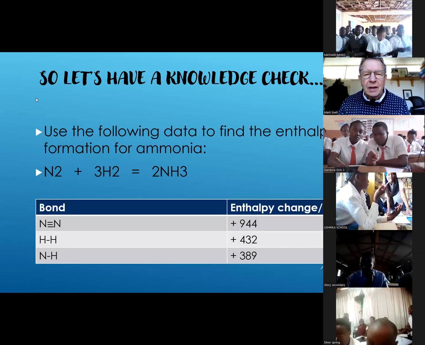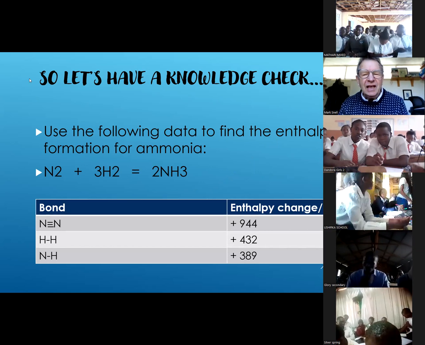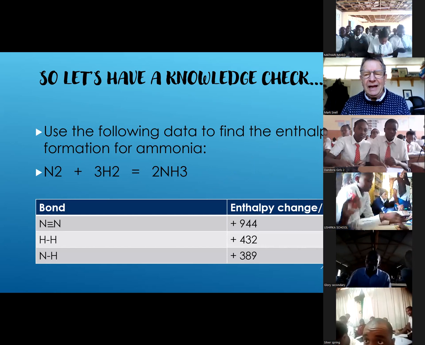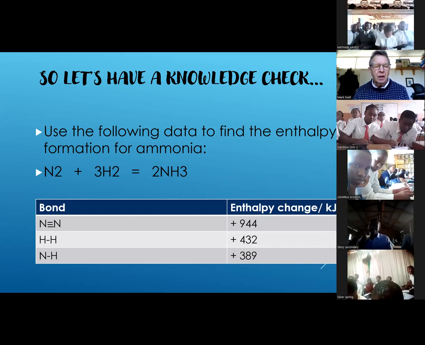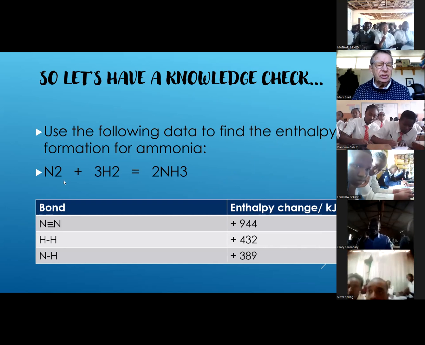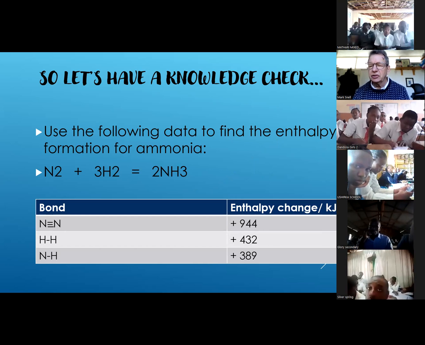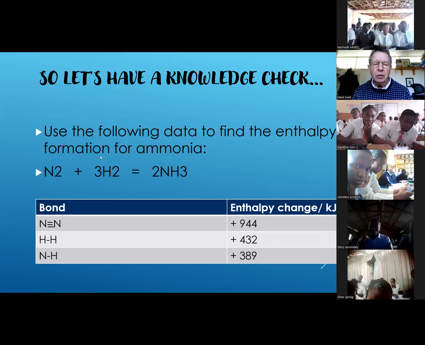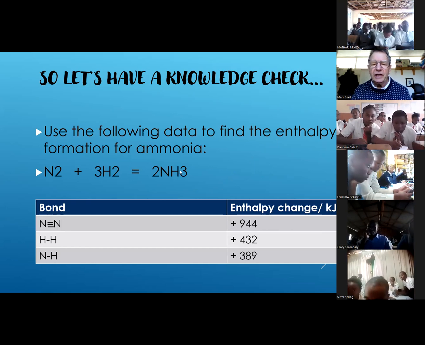Okay, second knowledge check. Here's another one. You guys are going to have to do the work today. This is hard, I know. So this one is an endo-exo one, the other kind of calculation which we had. This one is nitrogen and hydrogen making ammonia, just like before, but this time we need to see the pictures. Remember, any bonds on the left-hand side will be broken and any on the right will be made.